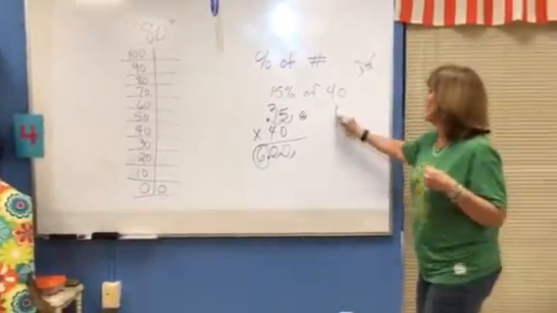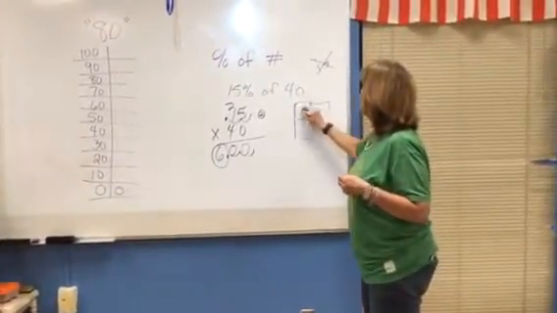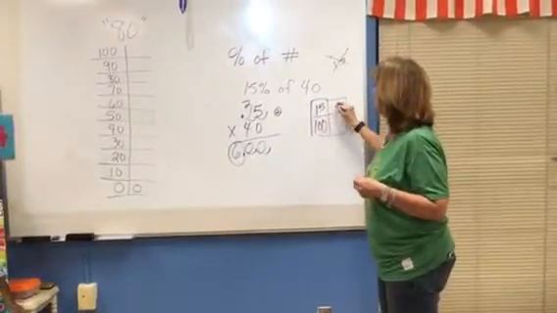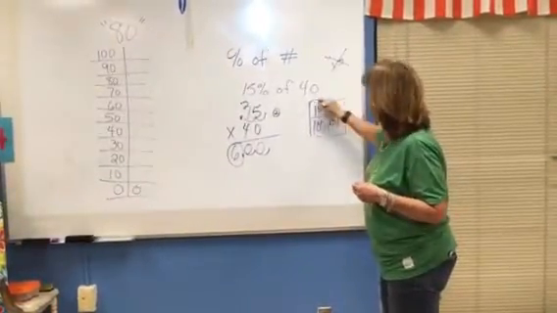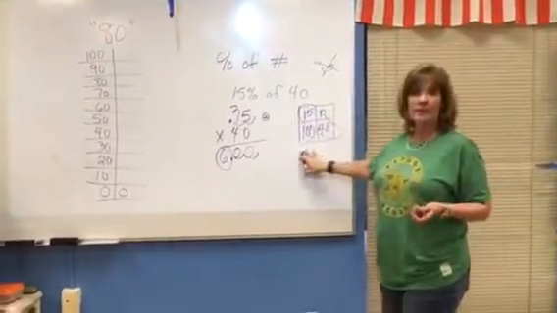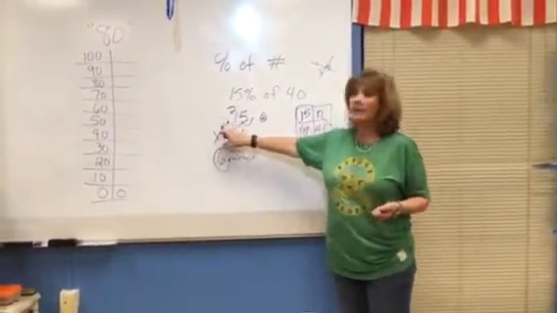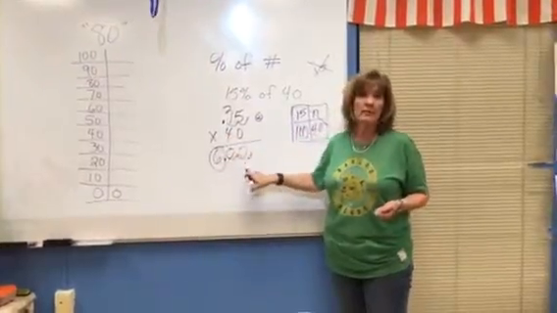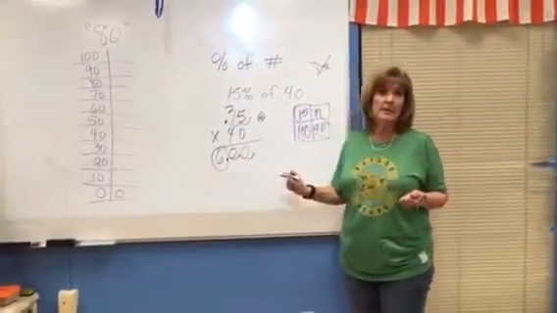That is a shorter way, but this way always works. Cross products always works. 15 times 40, divide by 100. In this case, we divided by 100 first, and multiply by 40. Comes out the same way.